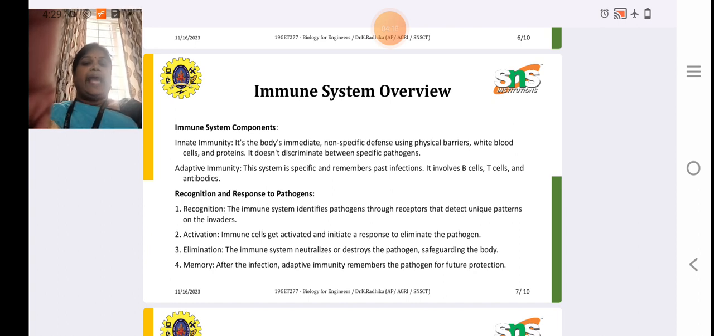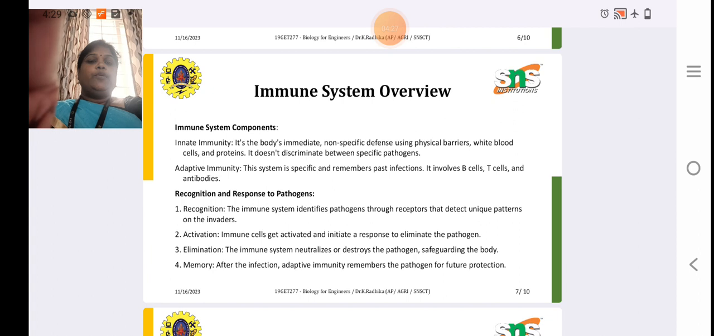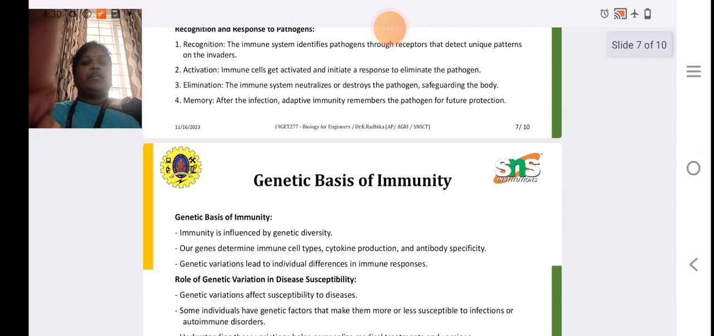The second one is activation. The immune cells get activated and initiate a response to eliminate the pathogen. Then the third one, elimination. The immune system neutralizes and destroys the pathogen, safeguarding our body. Memory: after the infection, adaptive immunity remembers the pathogen for future protection.